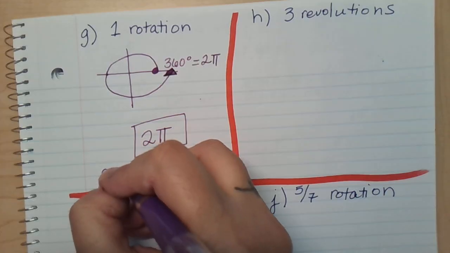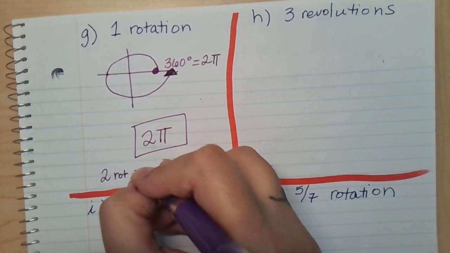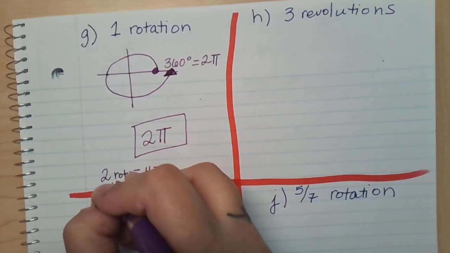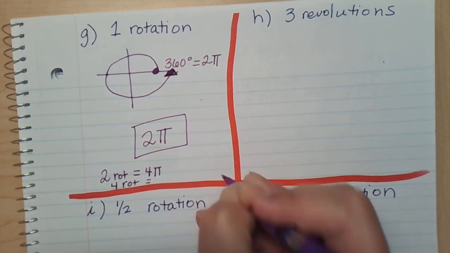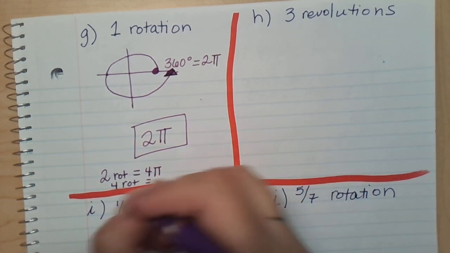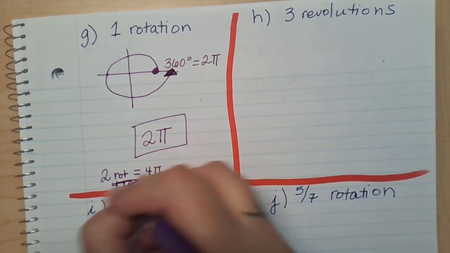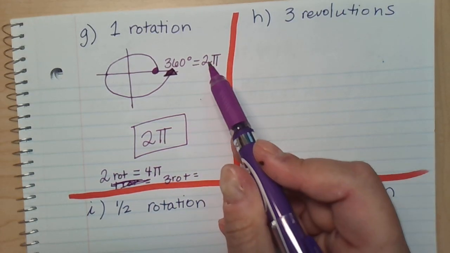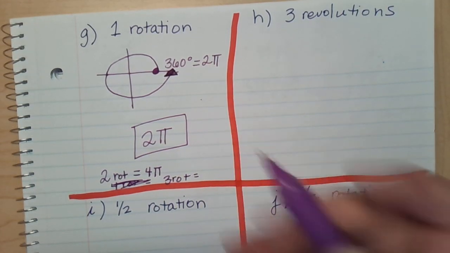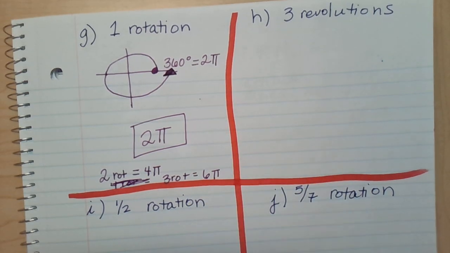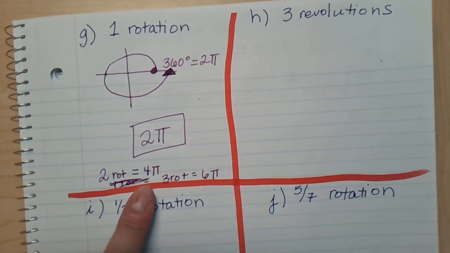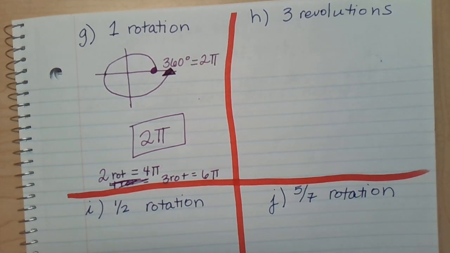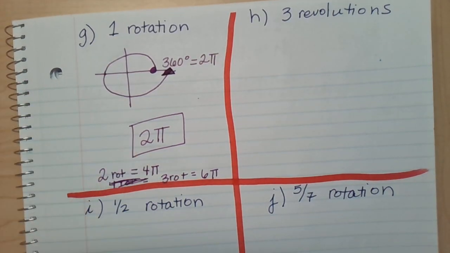If you wanted to know, 2 rotations would be 4 pi. If you wanted to know, 4 rotations would be, why did I skip that? Oops, my bad. 3 rotations would be 3 times 2 is 6 pi. So rotation means 2 pi, basically. And one rotation is 2 pi.